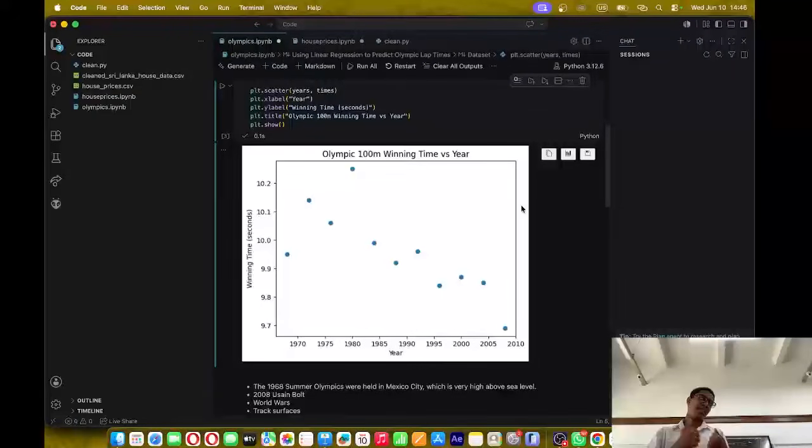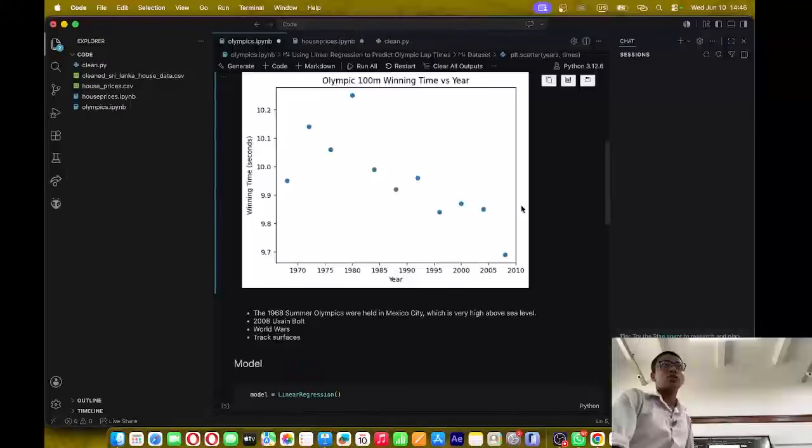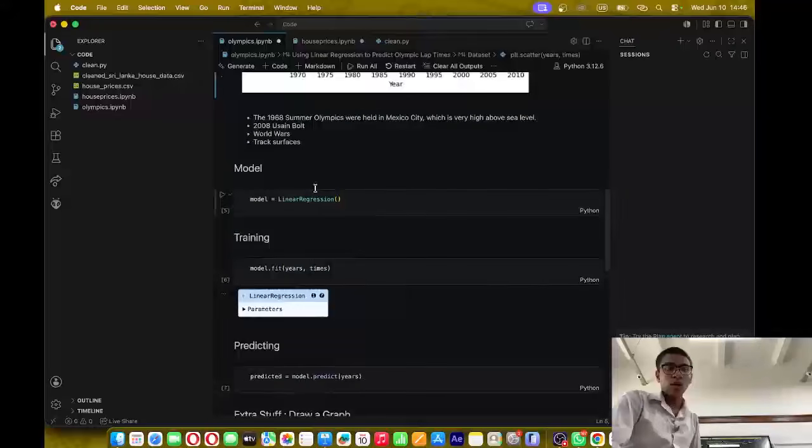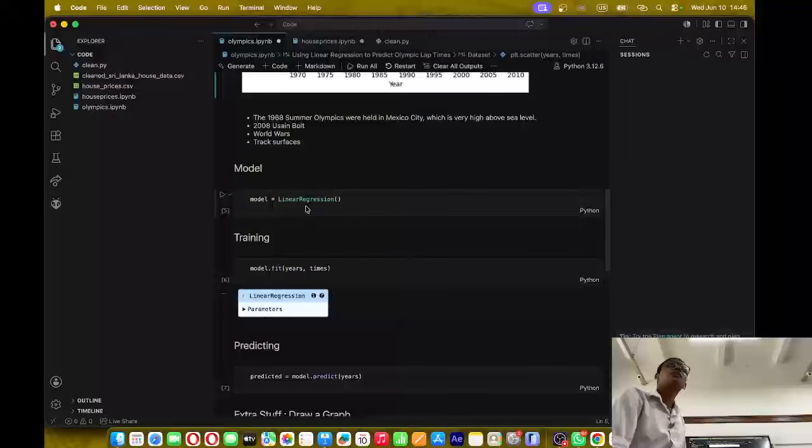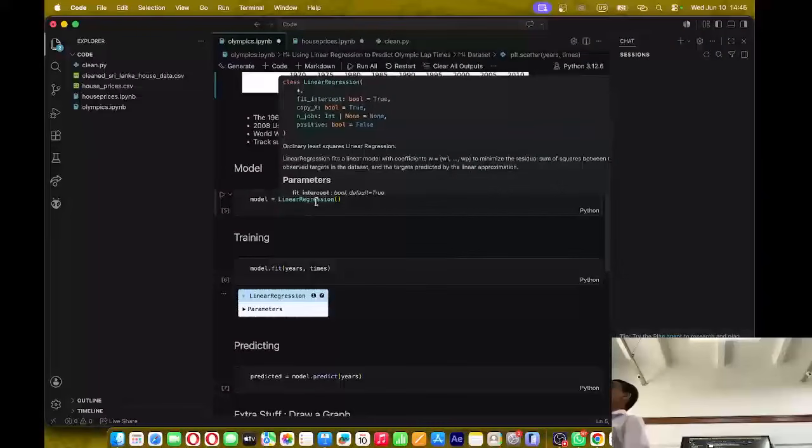So yeah, that's the reason. Okay. Now what do you think this line does? I'm going to ask everyone, so everyone has to be on alert. I'm going to ask each and every one. What do you think this line does? Model equals linear regression.